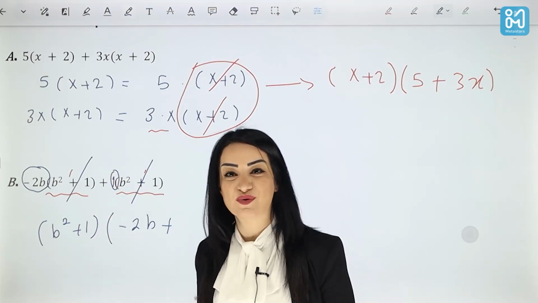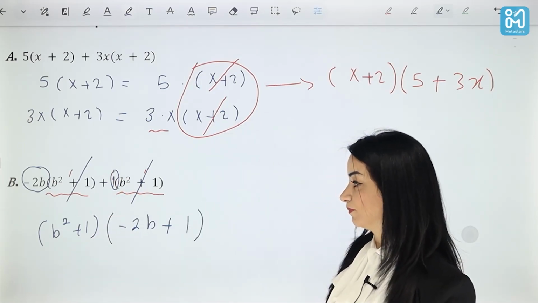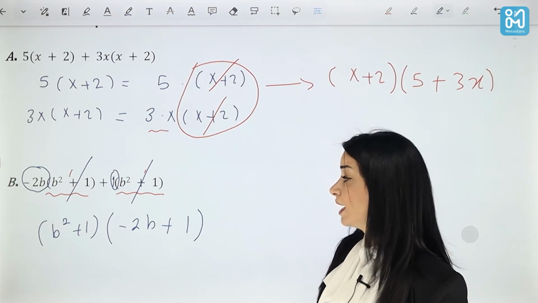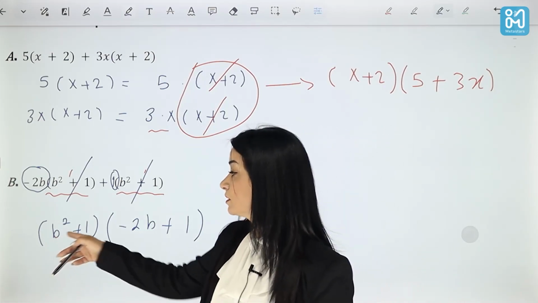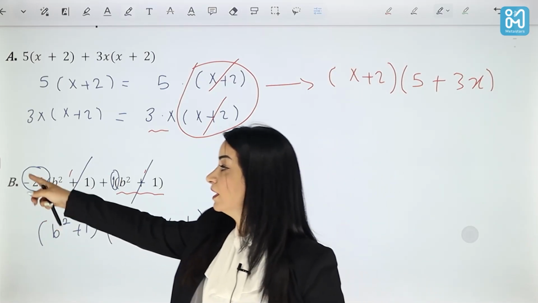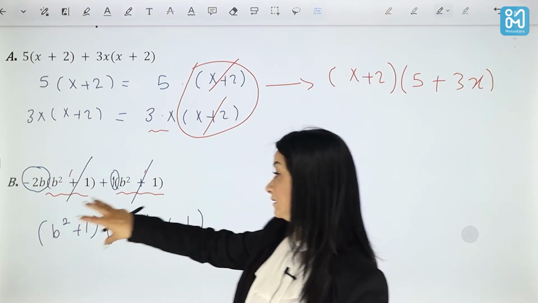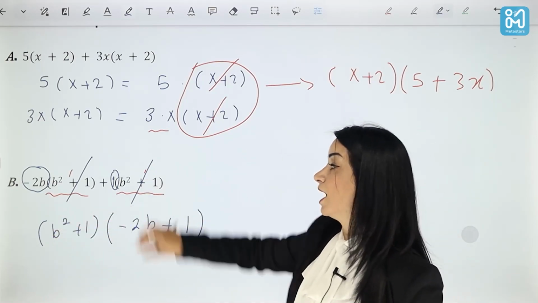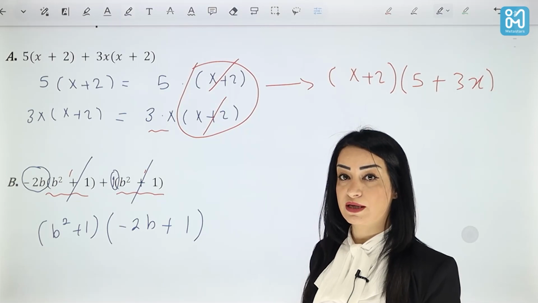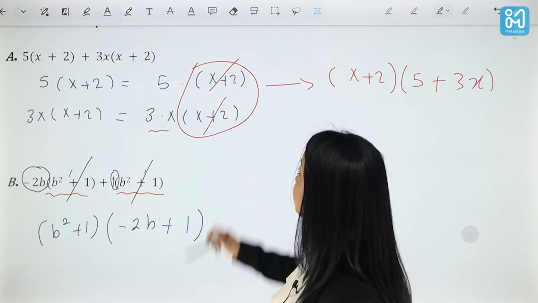I have to add what? I have to add 1 to replace this one. So let's try to put it back. So b squared plus 1, all of this times negative 2b, I will have negative 2b times b squared plus 1. Then b squared plus 1 times 1, I will have b squared plus 1. So we go back to the original polynomial.